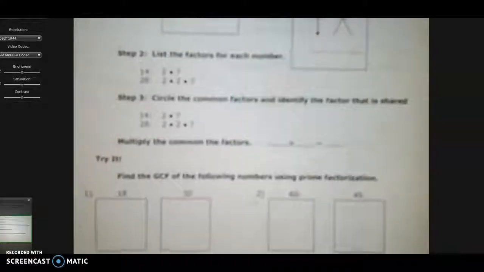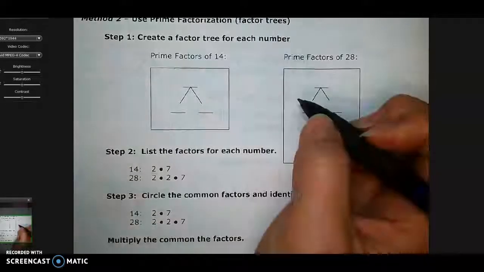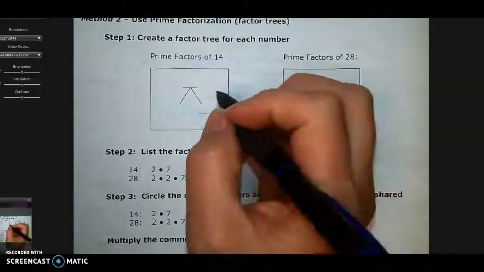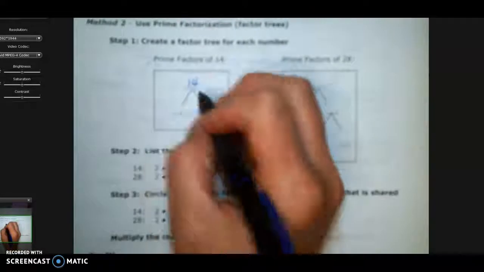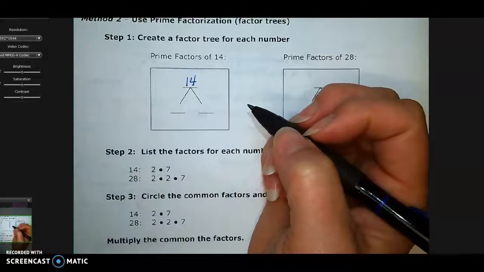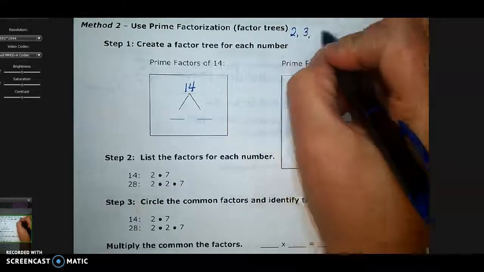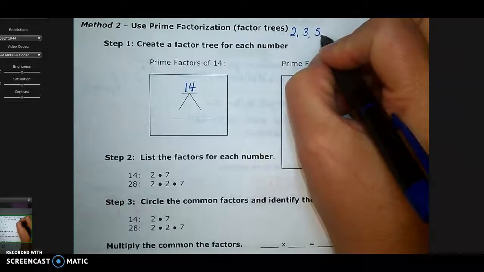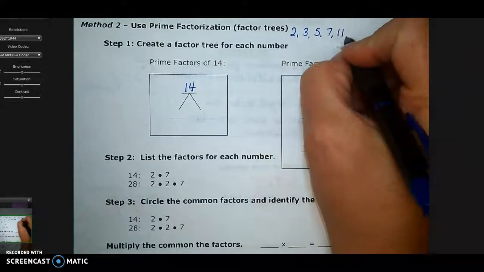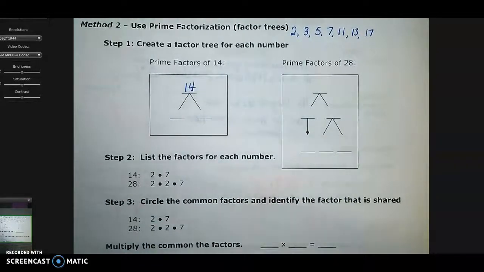Another way to do it is by doing a factor tree. And so when we do prime factorization and make a factor tree, we know that 2 is actually the first prime number, which sounds odd because it's an even number, but it is our first prime number. And then we've got 2, we've got 3, we've got 5, 7, 11, 13, 17. So these are all prime factors as you get into larger numbers that you might see.